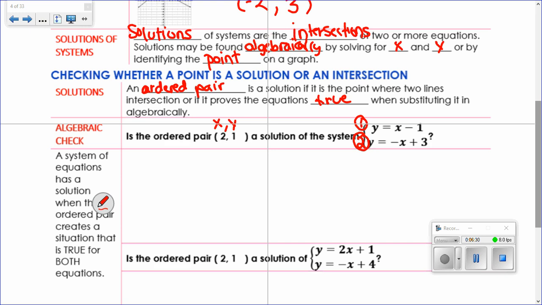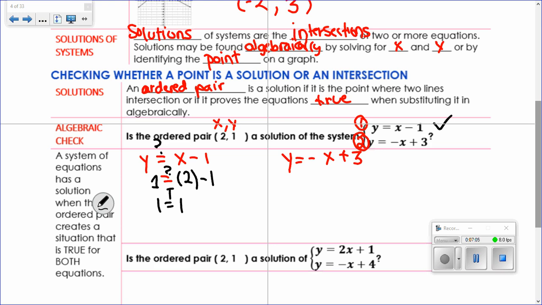So we're going to check y equals x minus 1, and we're going to check y equals negative x plus 3. And remember, we use parentheses when we're substituting things in. So does 1 equal 2 minus 1? Is this statement true? So 1 does equal 1, so this is true. So this first one checks out. The ordered pair is a solution for the first one.